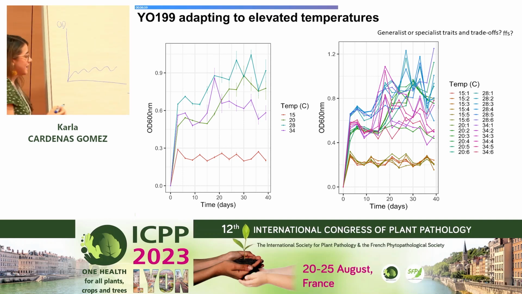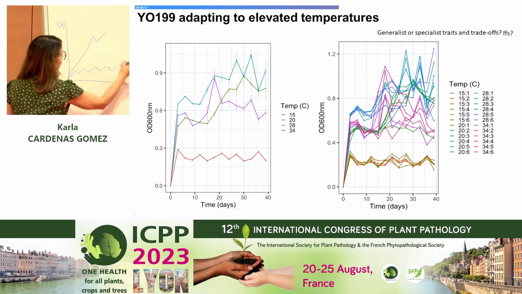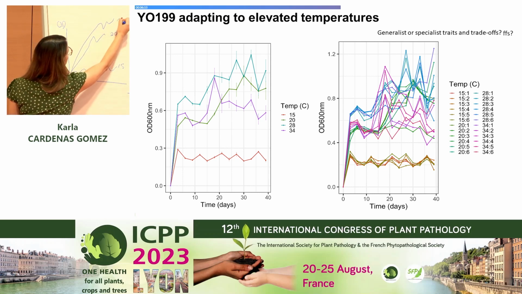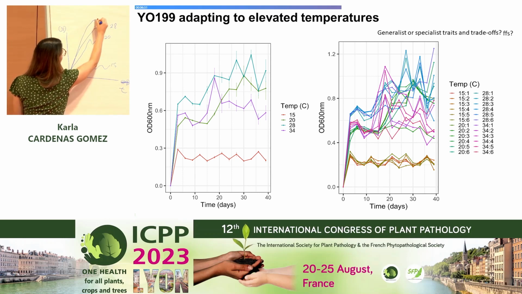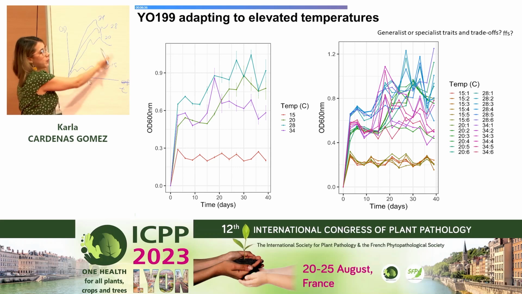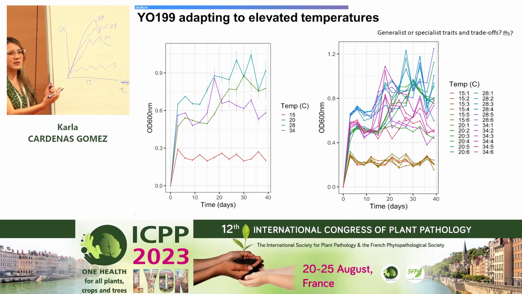During the treatment, and then after, 20 degrees, so this will be 15, 20, 28, and 34, were something like this. So at 15 we didn't see variations. Then at 20 we saw an increase around day 15, which was similar to 28 and 34, but then we saw a drop in the optical density, or the bacterial density.